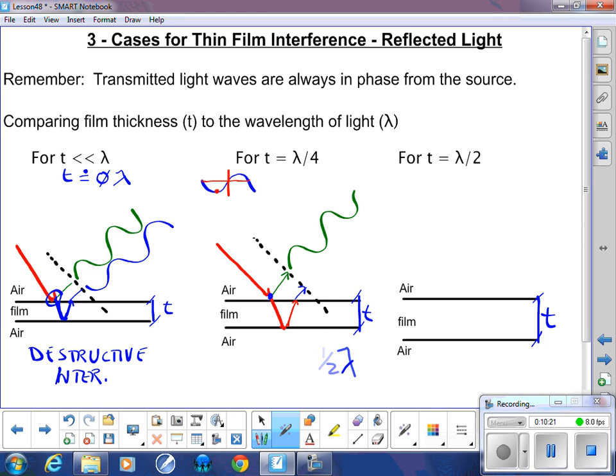So back up to my diagram up here, it's reflected as a trough, but this much of the wave has occurred in this distance. So now it's going to come out at the starting line as a crest. Okay, because it's traveled a half wavelength longer, it's kind of undone that reflection. Now we have constructive interference.